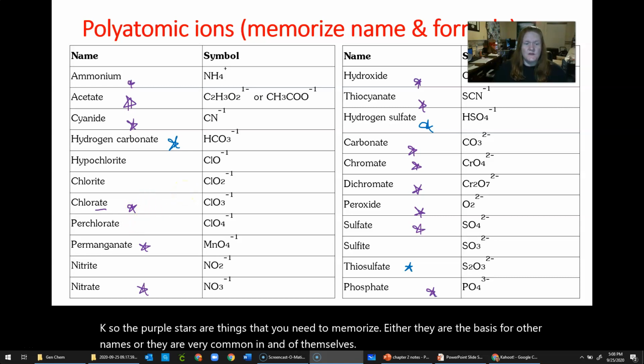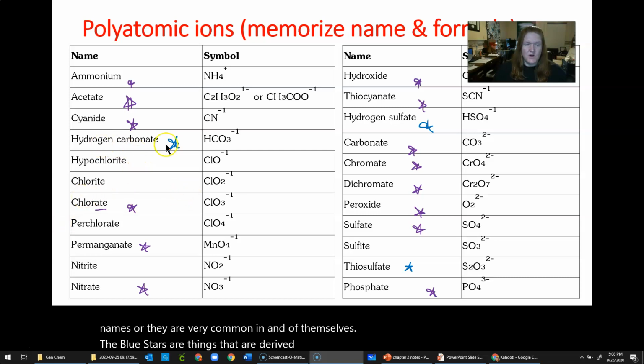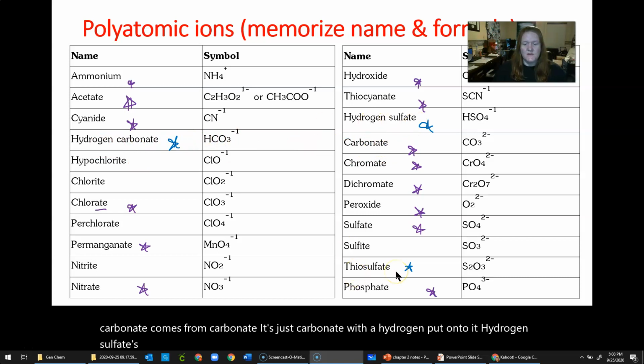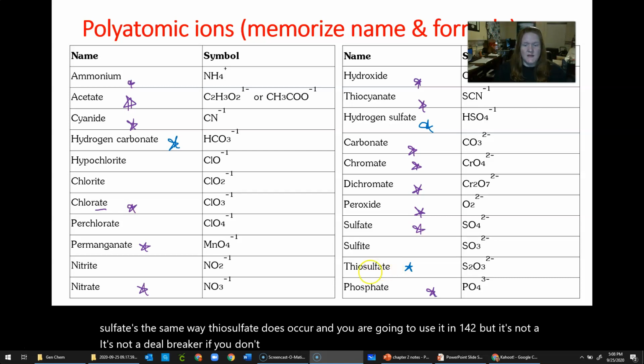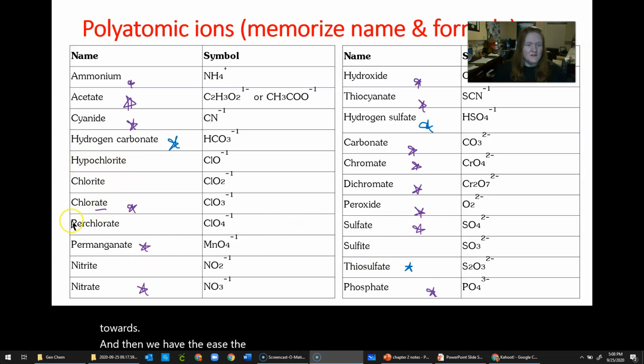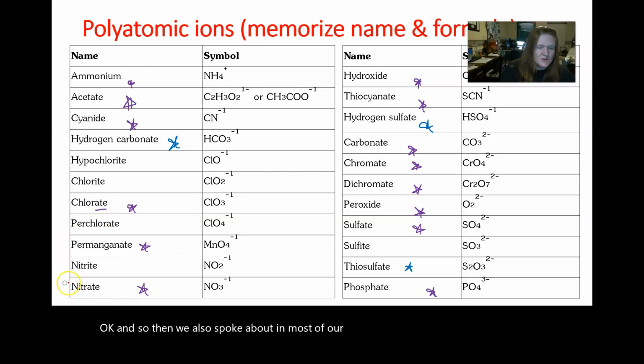The blue stars are things that are derived from purple stars. So for example, hydrogen carbonate comes from carbonate. It's just carbonate with a hydrogen put onto it. Hydrogen sulfate's the same way. Thiosulfate does occur, and you are going to use it in 142, but it's not a deal breaker if you don't immediately recognize that right now. It's a goal to work towards. And then we have the ITEs, the hypo-ITEs, the perchlorate, like the ATE. These ones.